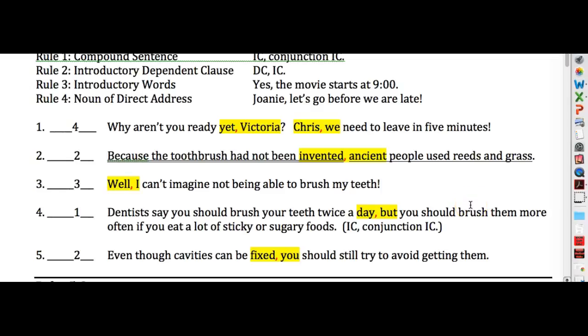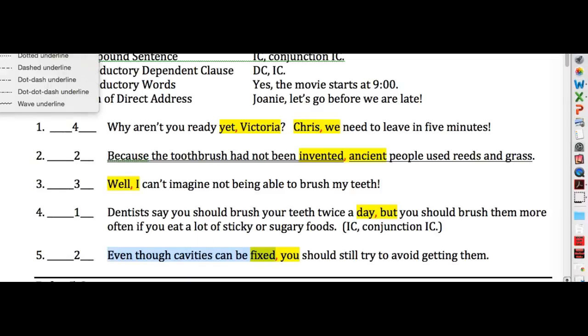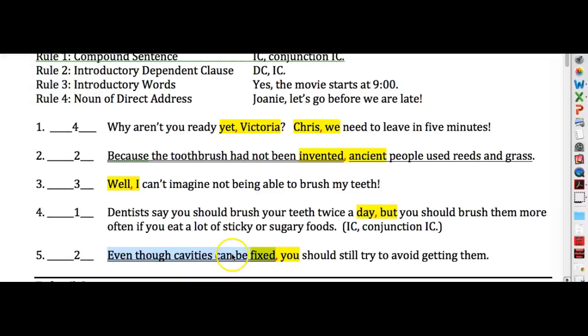And number 5 is another introductory dependent clause. So even though cavities can be fixed, we would want to, if we were underlining, double underline that to show that that's a dependent clause. And you should still try to avoid getting them would be an independent clause. So even though is a subordinating conjunction.